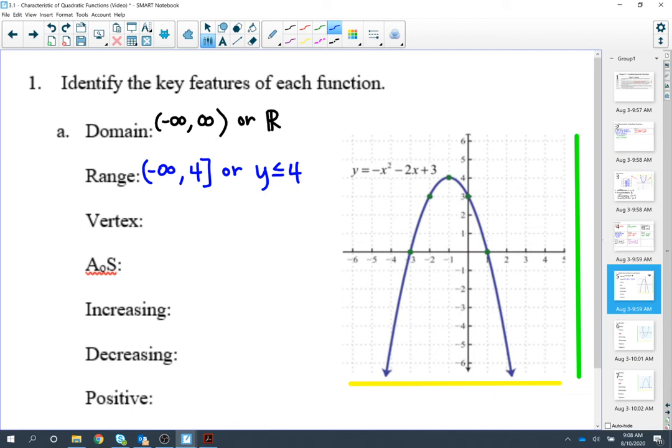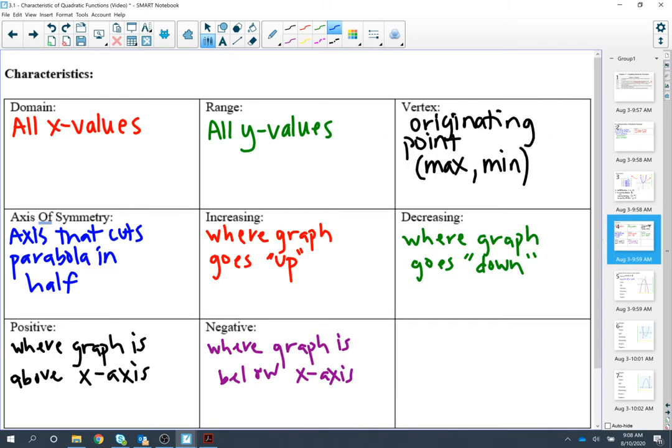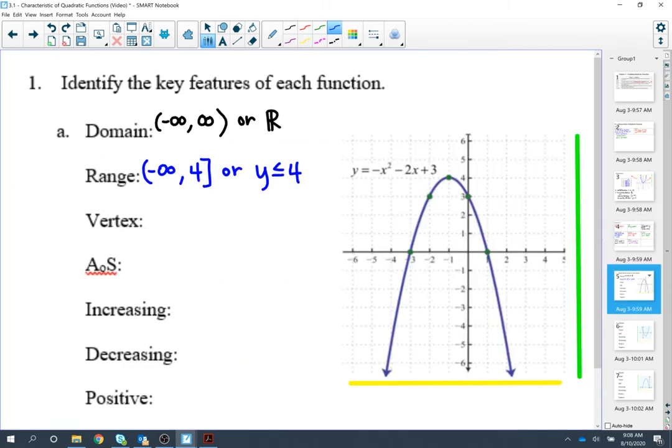Vertex. Vertex, I said, is kind of like the originating point, okay? And then what else did I say along with that? I'm going to go back. It's either a maximum or a minimum. So originating point, maximum, or a minimum. What I mean by that is right here. Do you notice how that's kind of the point, kind of right in the middle, and then part of the graph goes down here to the left and part of the graph goes down here to the right? So the vertex is just a point, and that point is specifically at -1, 4. So we would just write -1, 4.